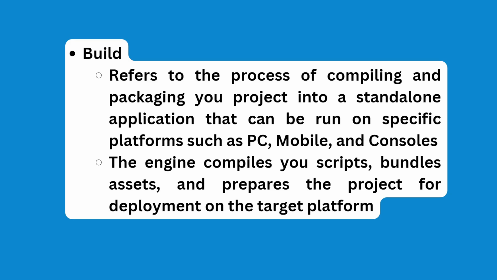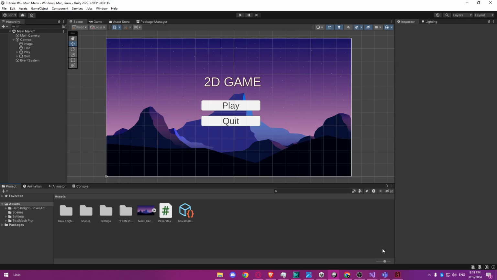And in the context of Unity, building refers to the process of compiling and packaging your project into a standalone application that can be run on specific platforms such as PC, mobile devices, and consoles. When you build a Unity project, the engine compiles your scripts, bundles assets, and prepares the project for deployment on the target platform. So the first step in scene management is to set up the scenes in the build settings.